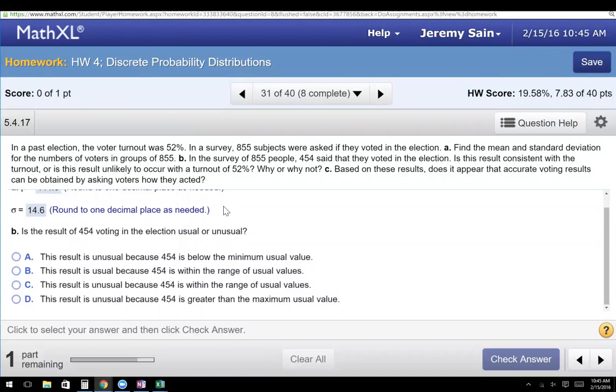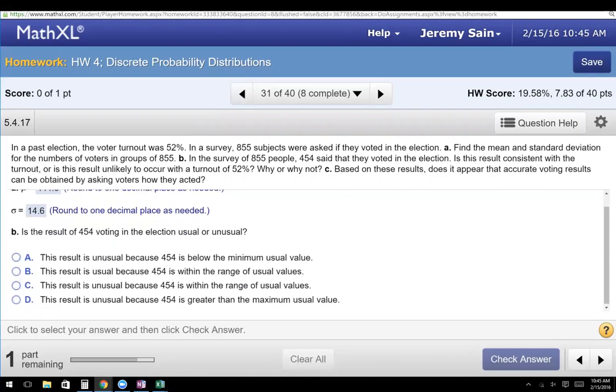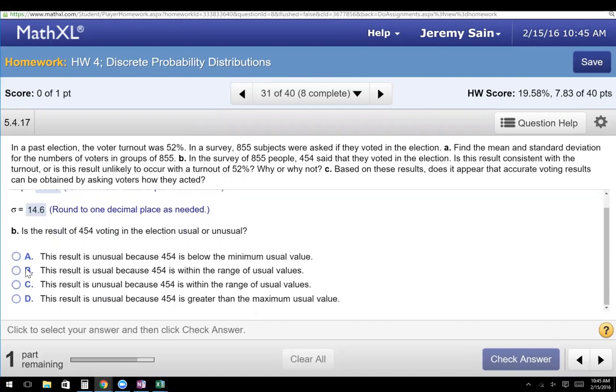So is the result of 454 voting election usual or unusual? So again, usual is usually 2 standard deviations. That's double that, about 29. So the top end would be like 473 or something. If I go minus 29 it would be like 414. So anywhere between 414 and 473 is about right.